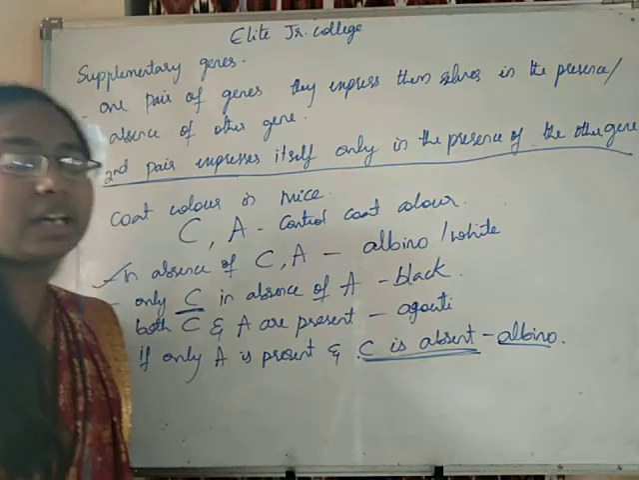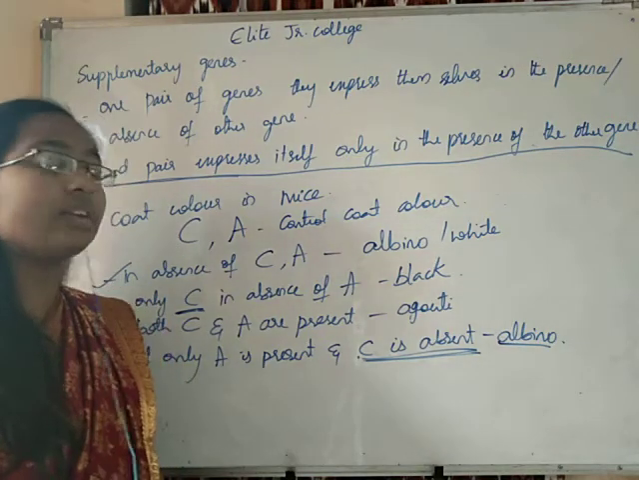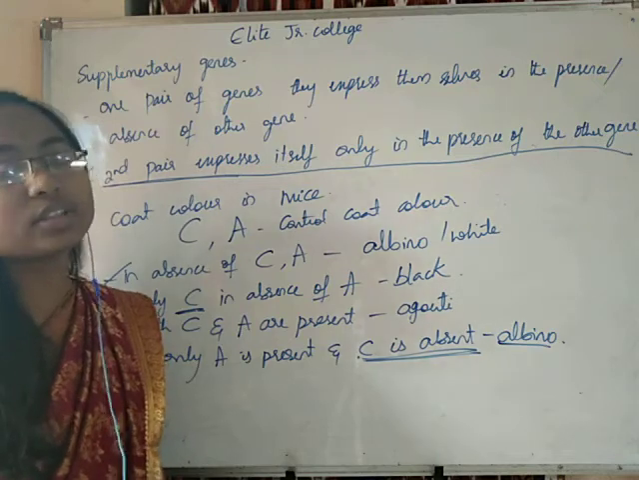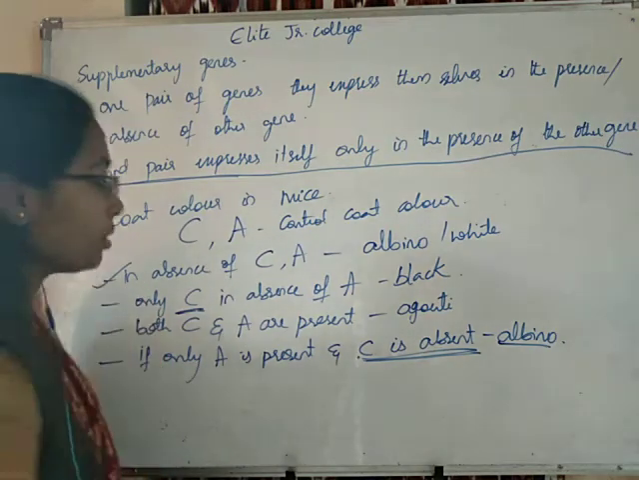Let us make a Punnett square from this. Let us make the crosses. Let us see how the genotype and phenotype ratios are going to be.